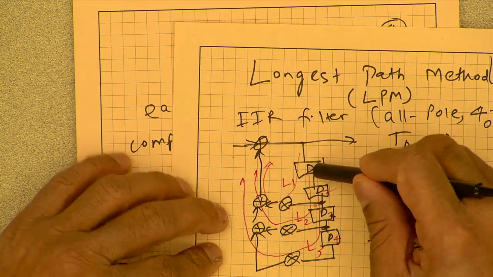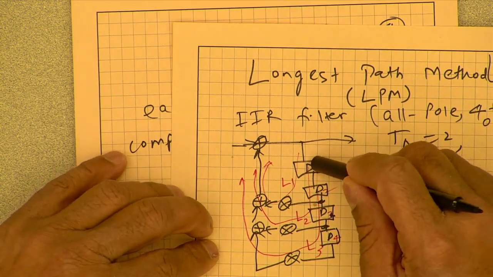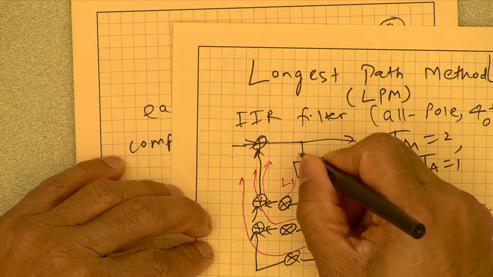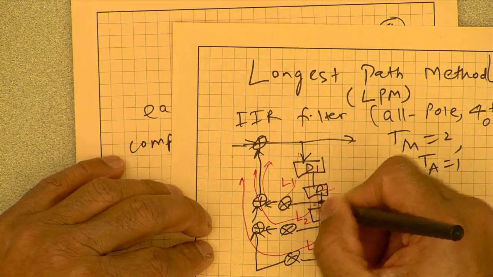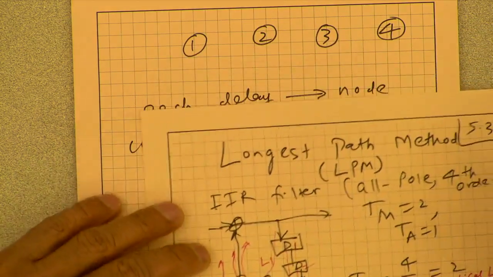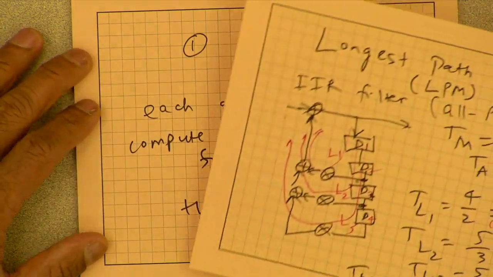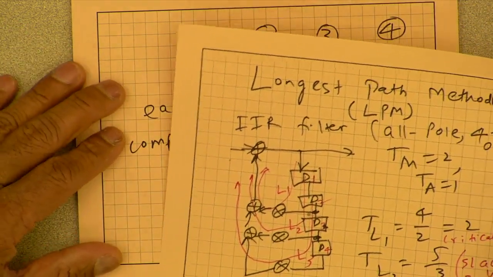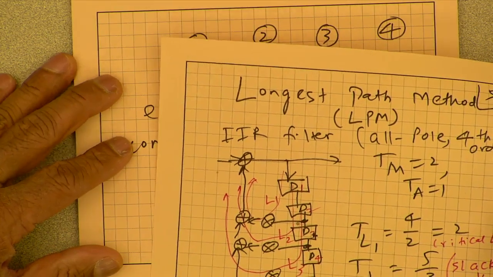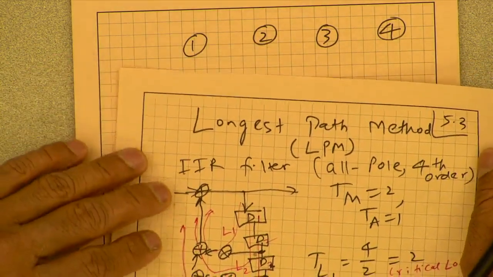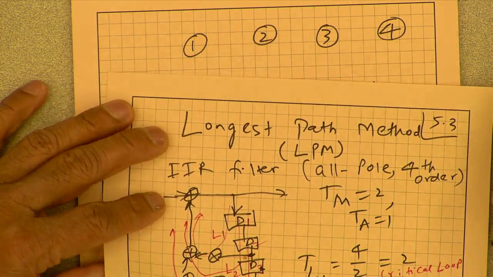If I am sitting at D1, the only way that I can come back to D1 is to go through D2 or any number of delays. So we can say that the longest path from 1 to 1 doesn't exist. There doesn't exist a path.